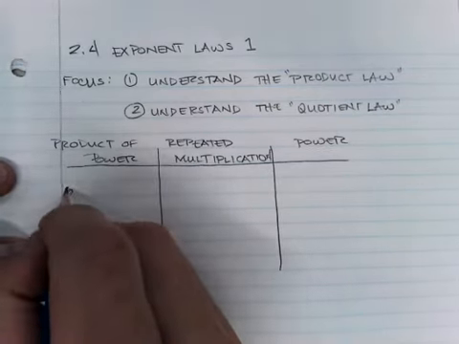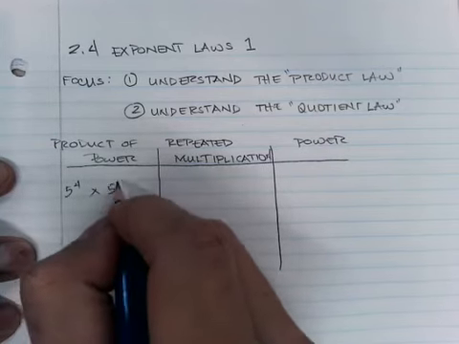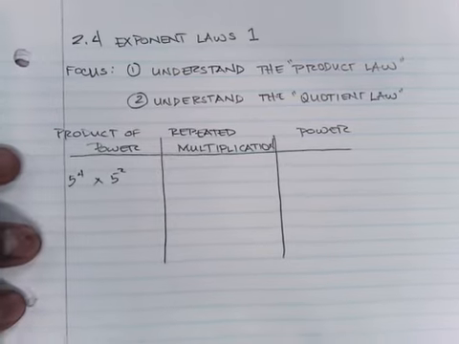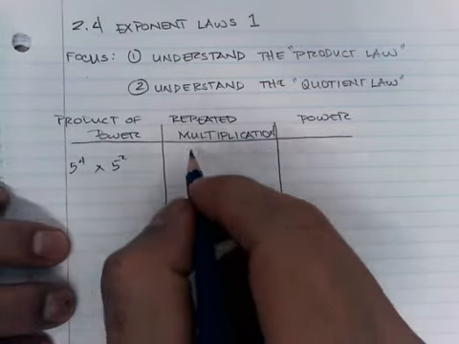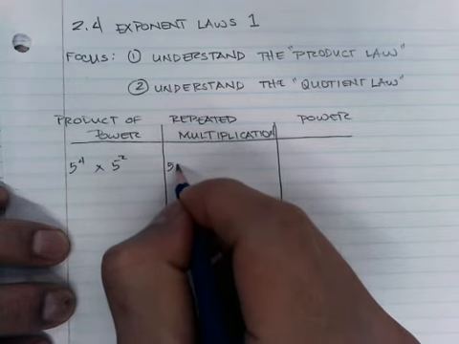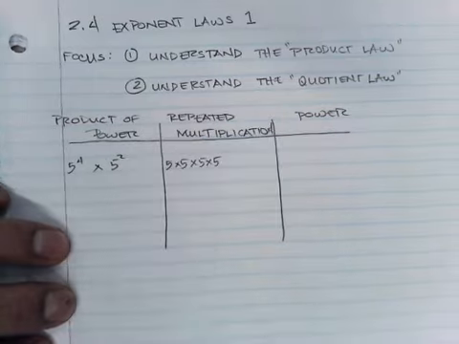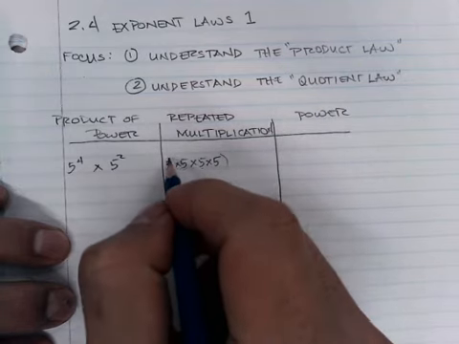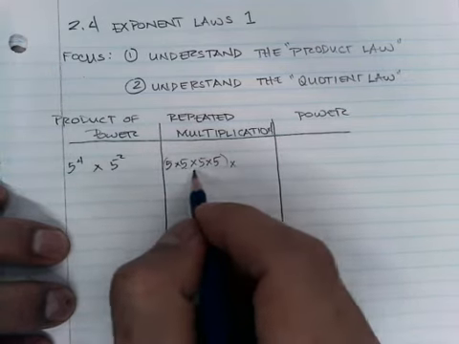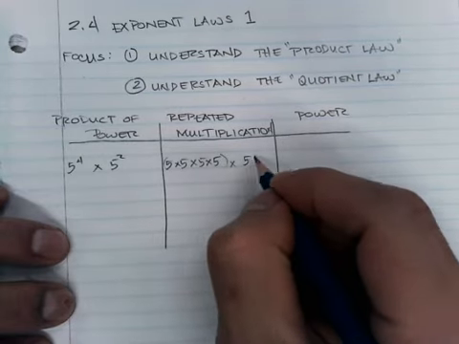Okay. So let's say you're multiplying two powers. Let's say 5 to the 4, and you're multiplying it by 5 to the 2. Okay, well, what is that going to look like as a repeated multiplication? Well, that's going to look like this. You have 5 to the 4 is equal to 5 times 5 times 5 times 5. Okay, and then you're going to multiply that. Let's just put this in brackets for now. That's 5 to the 4. And you're going to multiply that with 5 squared, which is actually 5 times 5.